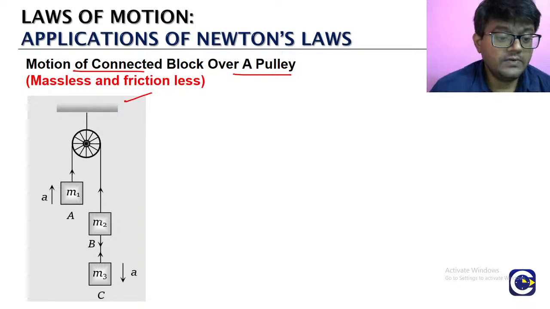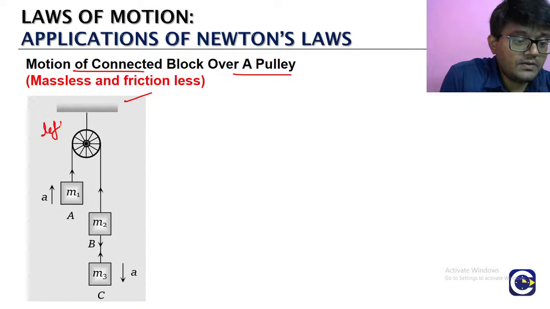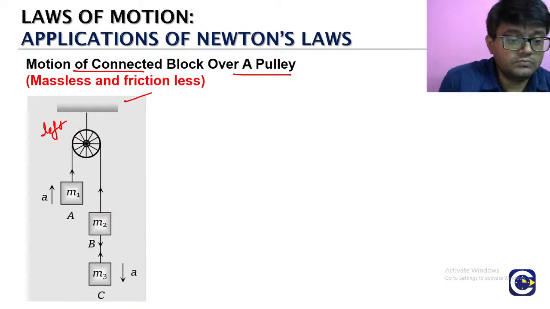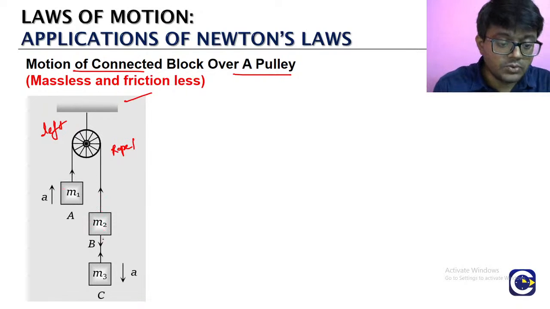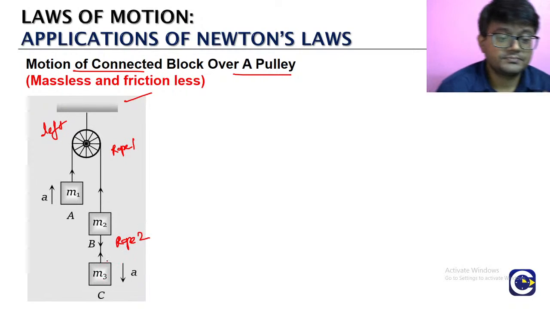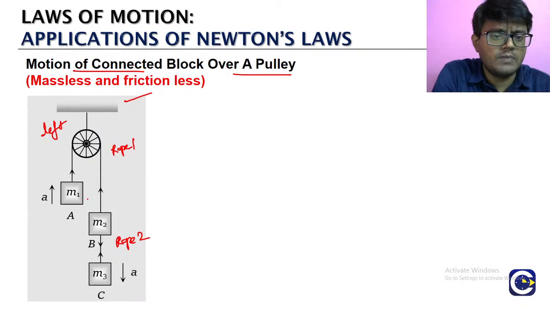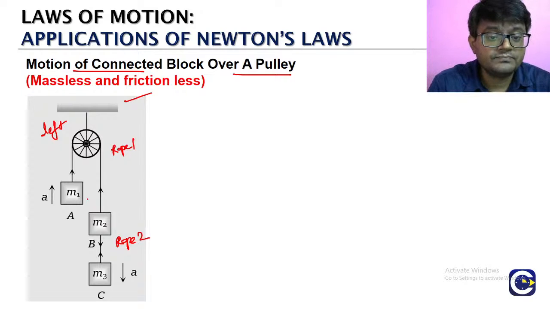Now what is the situation here? On the left side we have only one block, but look at the right side. We have a block m2 that is connected by a rope, let us call it rope 1. Rope 1 is connecting m1 and m2, but to m2, using another rope, we are attaching a third mass m3. If you want it a little more complicated, we can attach more masses on the left side also. We can put 2 masses, 3 masses, any number of masses, but here we are going to get the acceleration.